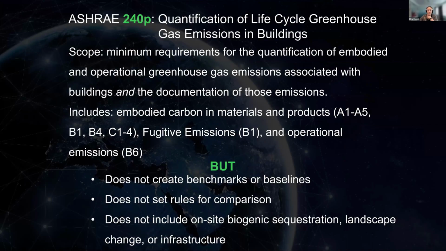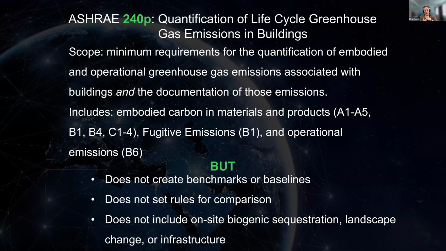240p is the quantification of life cycle greenhouse gas emissions in buildings. The scope is that we are providing minimum requirements for quantification of embodied and operational greenhouse gas emissions, aka carbon, associated with buildings and the documentation requirements of those emissions. This means we are including embodied carbon of materials and products, A1 through A5, B1, B4, and C1 through C4, fugitive emissions in B1, and operational emissions in B6.